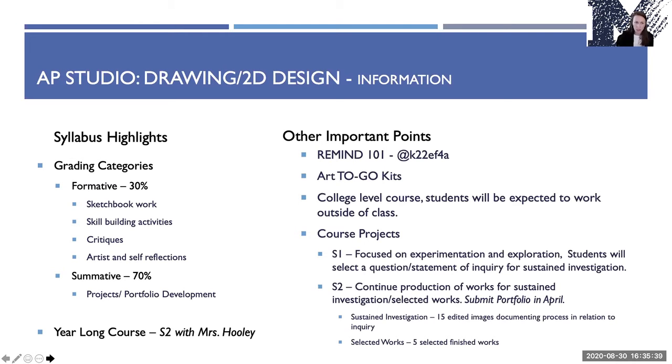A little bit different here. The grading category percentages have slightly changed. Because this is a college level course, a high rigor course, we do put more weight onto the summative assessments. So formative is going to be 30%, and again, this is going to have your sketchbook works, skill building activities, critiques, artist and self-reflections, and then summative assessments are going to be 70%. So this is going to be your projects and any of the work that is engaging in portfolio development.